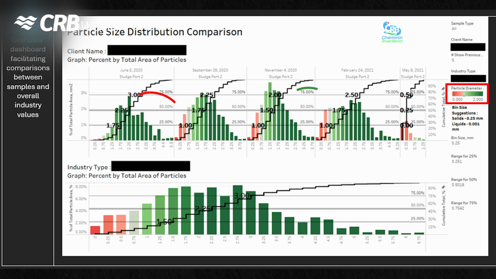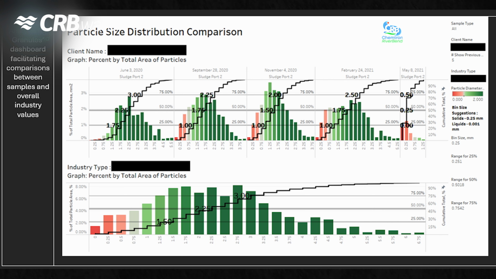The red-green color interface midpoint was set at 0.75 millimeter. That means the particles that are smaller than 0.75 millimeters are represented by red color, and the particles with larger diameters are indicated by green color.